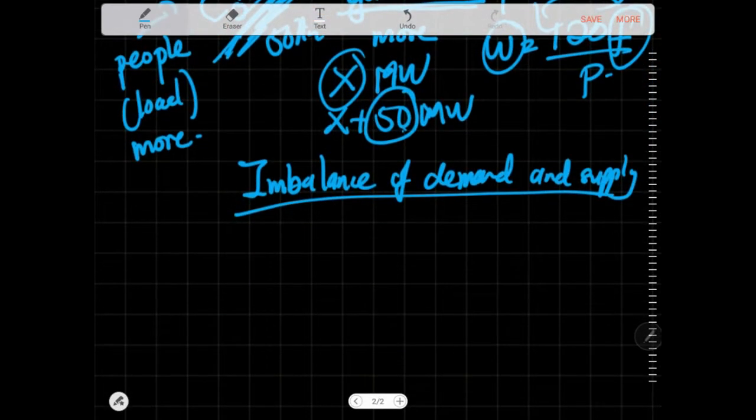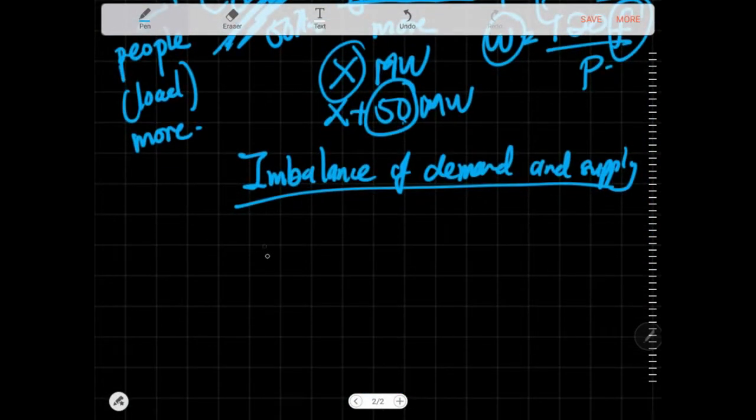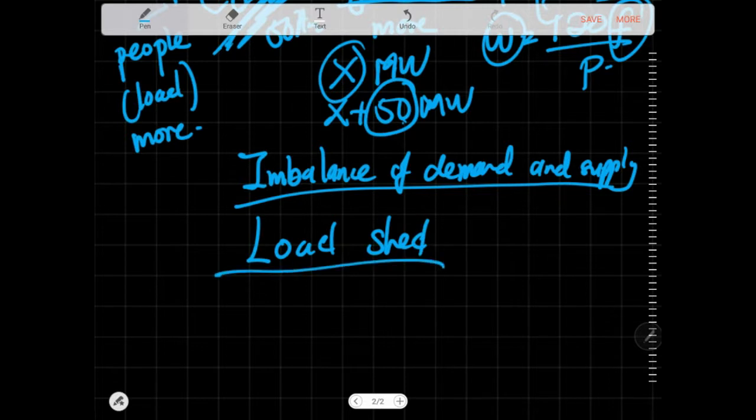So how does protection kick in? See, protection can detect under frequency and then determine which load you want to shed. You perform what you call a load shed. It will shed off the load, so that, okay, we need to trim the fat a bit, cut off 50. We select 50 and disconnect it from the system. Like, okay, you guys are going to suffer a blackout for a bit so that the rest of the system can remain healthy and whole. So that's under frequency in a nutshell.